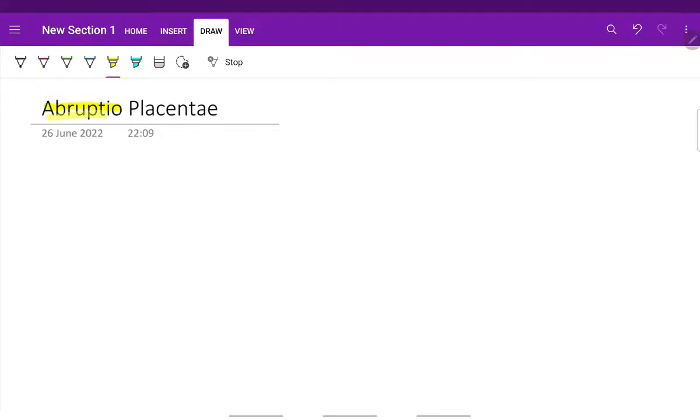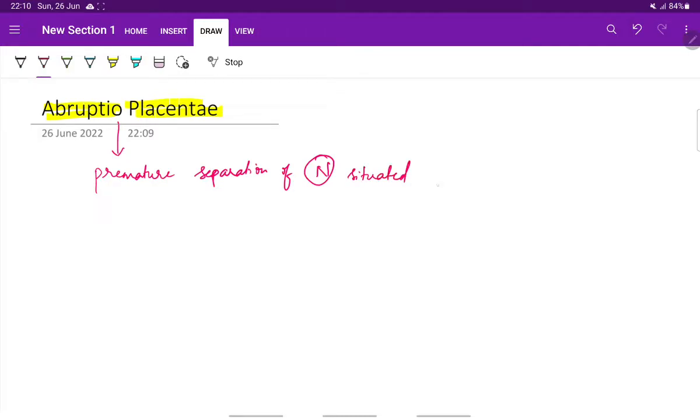Let's see about Abruptio placentae. What is Abruptio placentae? This is nothing but premature separation of a normally situated placenta leading to antepartum hemorrhage. This is Abruptio placentae.